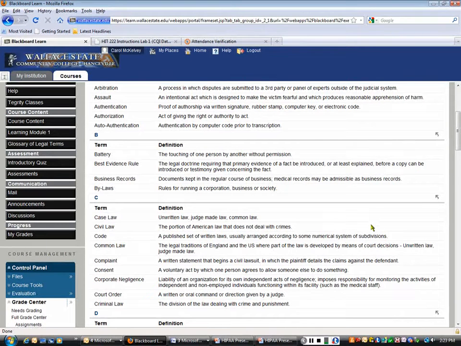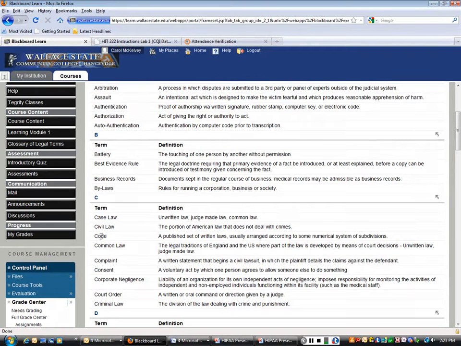Case law, we've talked about that. That's unwritten law. Another name is judge-made law or common law. Civil law is the portion of the American law that does not deal with crimes. So if an injury or a tort has been committed to another person, then civil law is between two individuals or an individual and a corporation, but it's not criminal acts.